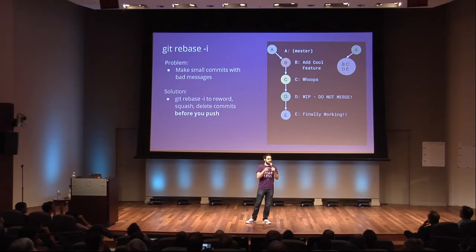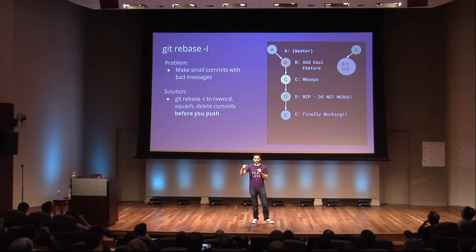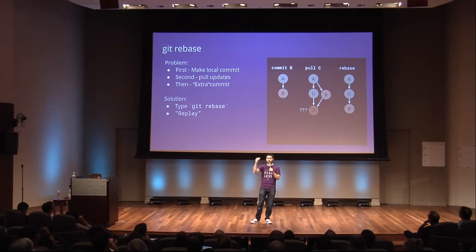Git rebase, this is a scary one, and it's going to be tough in 15 seconds, but if you make small commits with bad messages, such as whoops and work in progress, you can use git rebase -i to interactively replace them and squash them, reword them before you push it to master.